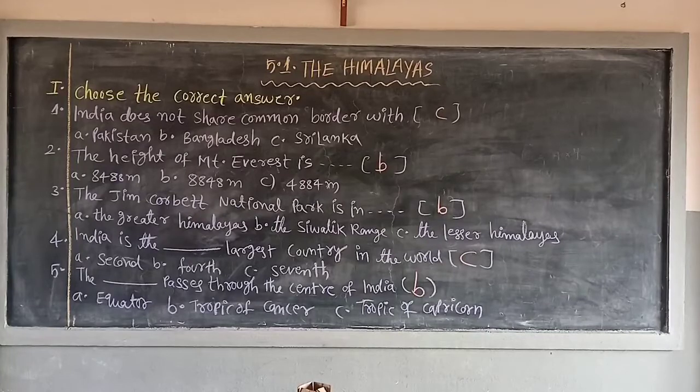Next, fourth one. India is the dash largest country in the world. How much largest country? A. Second, B. Fourth, C. Seventh. Answer is seventh, option C. Next, the fifth one. The dash passes through the center of India. Which latitude passes through the center of India? A. Equator, B. Tropic of Cancer, C. Tropic of Capricorn. Answer is B. Tropic of Cancer.